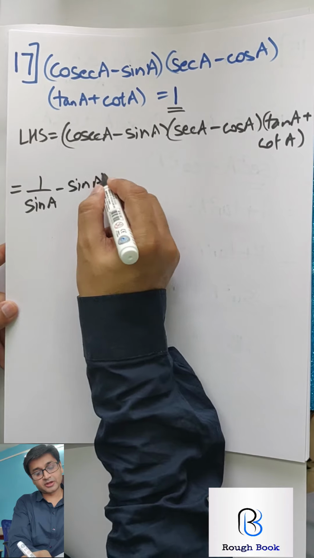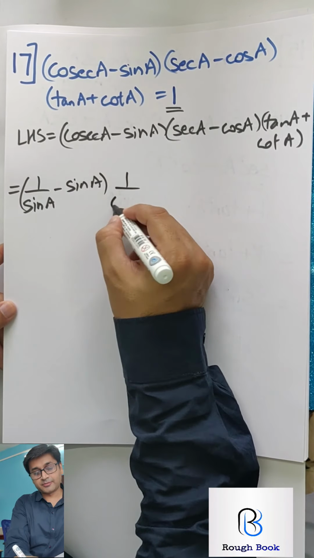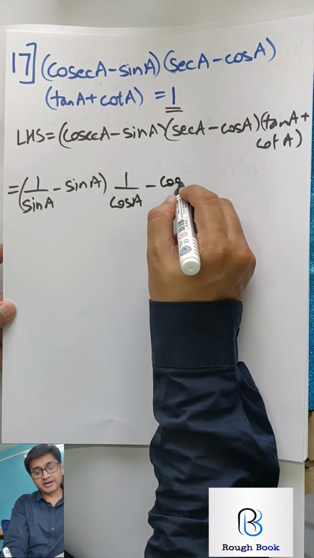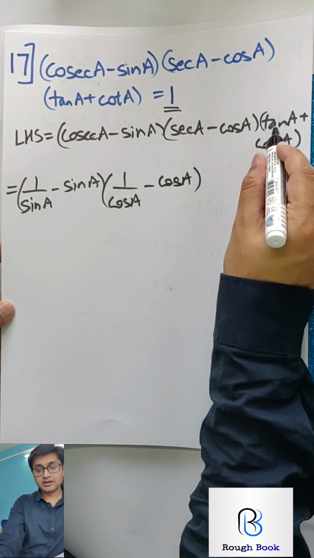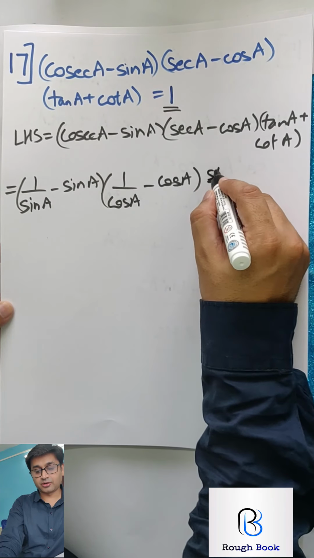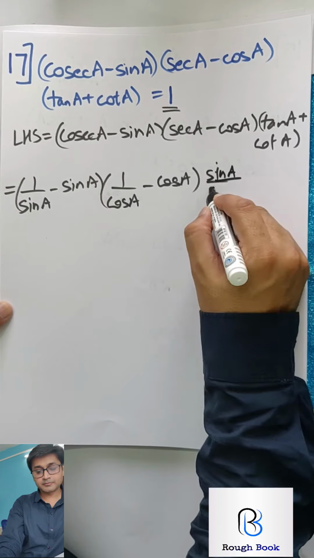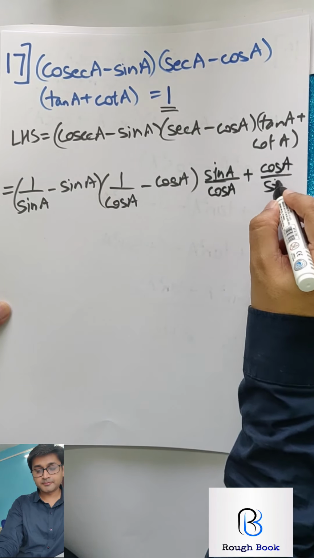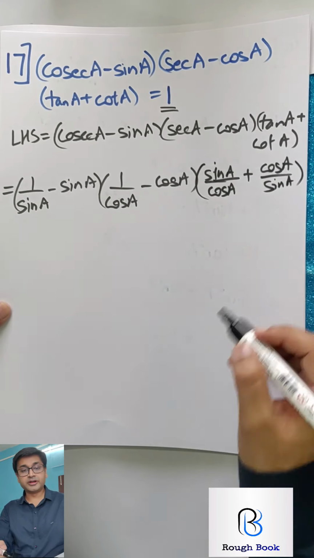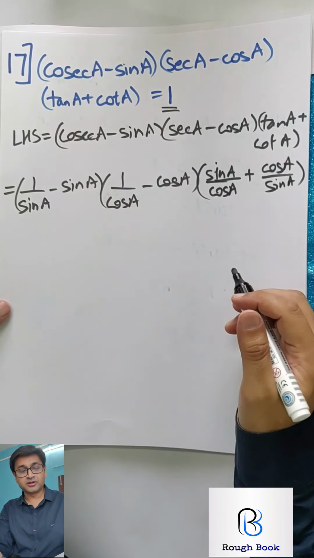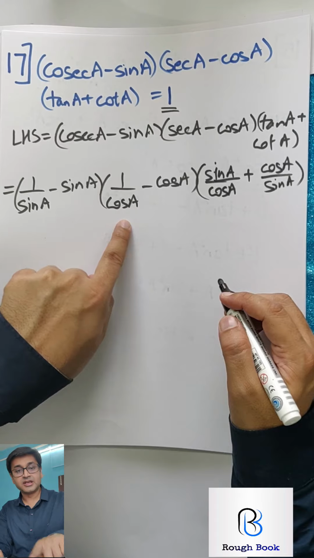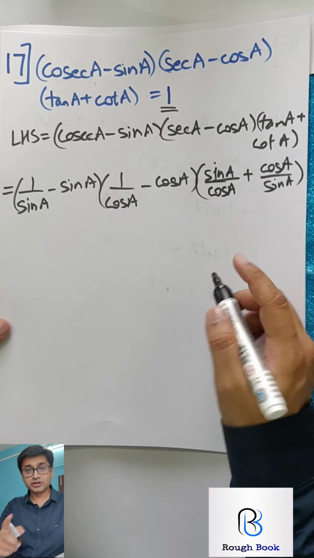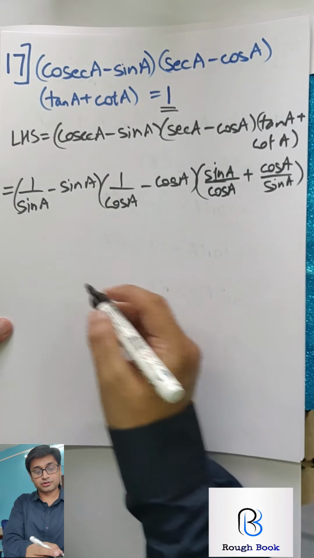So cosec is 1 upon sine minus sine in one bracket. Sec is 1 upon cos minus cos another bracket. Tan is sine upon cos, and cot is cos upon sine. So have you converted everything like this? If you don't know anything in trigonometry, even if you convert this, you get your first 1 mark. So you should at least start building with 1 mark for sure.